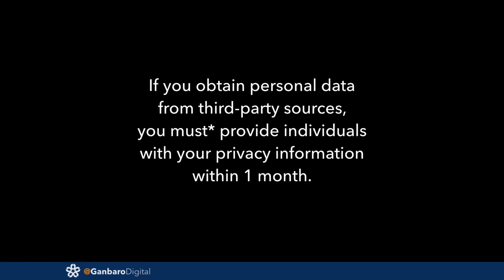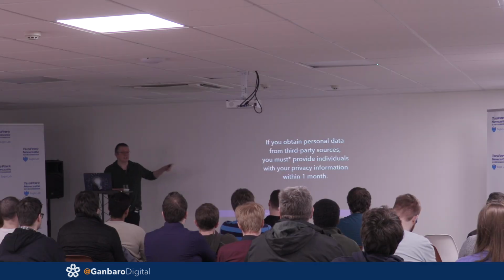If you get someone's personal data from a third party, maybe you're processing it on their behalf, or maybe you've bought a data set, for example, for direct marketing, which is a thing. Okay? You're supposed to contact everybody whose data you now have and provide them with your privacy information, because your privacy information may be different to whoever they originally gave the data to. But there is an asterisk there.